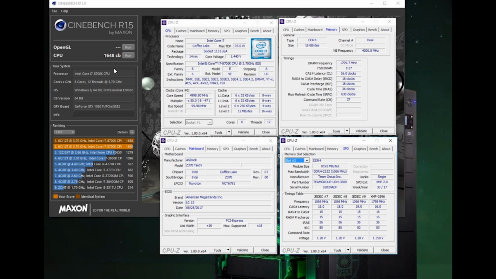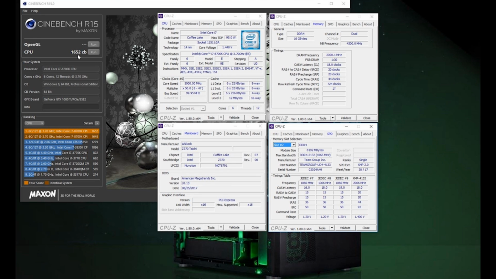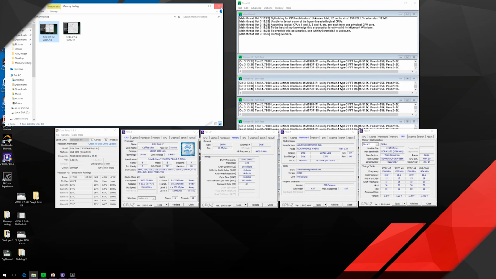So going from 3200 to 3600, you've got like 6 extra points there. And then going all the way up to 4000, you've got a further 4 points. So what we can see really is the overclocking of the memory is not having a great deal of effect on our score on Cinebench.